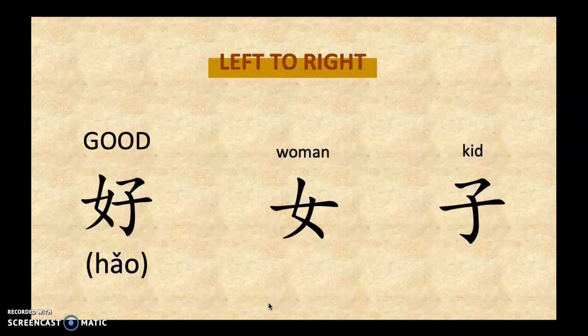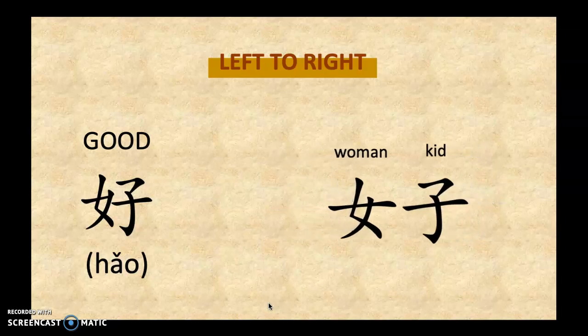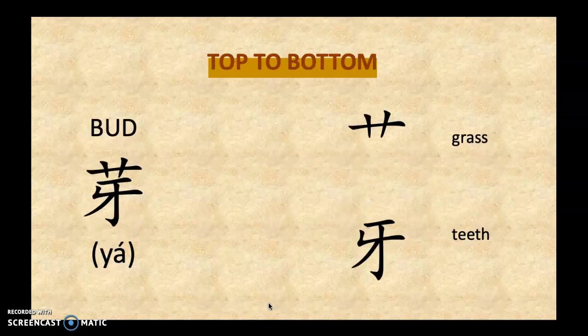Others are built from left to right, like the word 好 for good, which depicts a mother with her child, symbolizing goodness or happiness. 好. Some are built from top to bottom, like the word 芽 for bud, which has a radical for grass at the top, and the word for teeth, 牙, at the bottom, which gives its pronunciation.